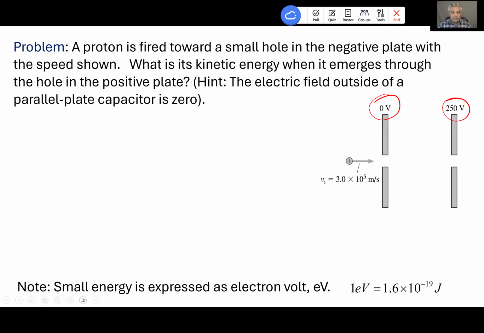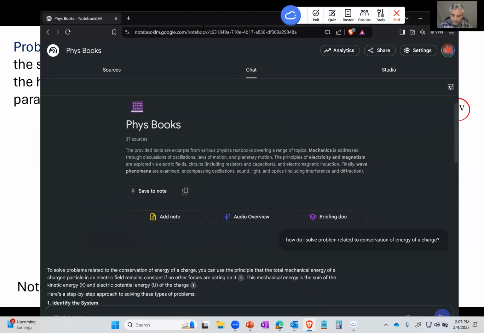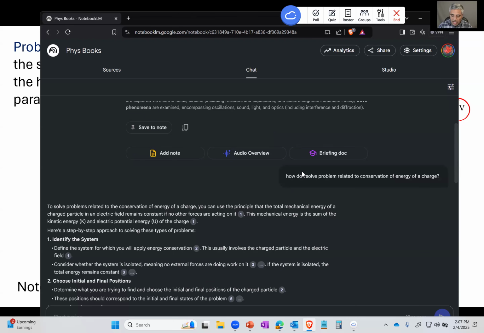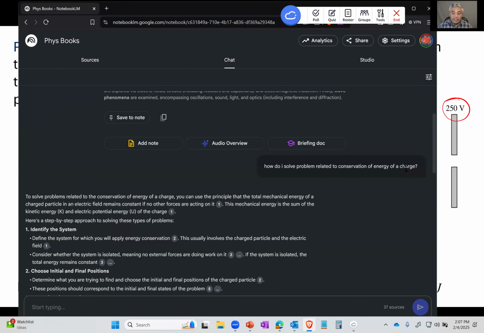Did you folks make a NotebookLM and try learning something from there or not? So for example, as a practice, let's say I see this problem. Now I recognize this is a problem related to conservation of energy. See, we need to know that if we want to learn it, right? So right before we started this class, this is what I was doing: how do I solve problems related to conservation of energy of a charge? We have to be specific.